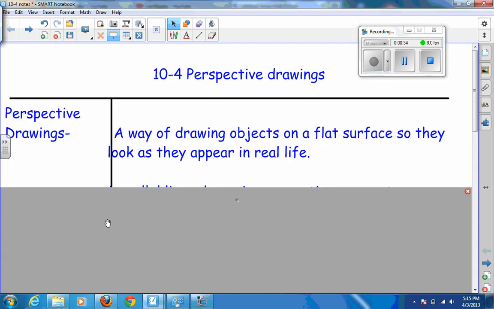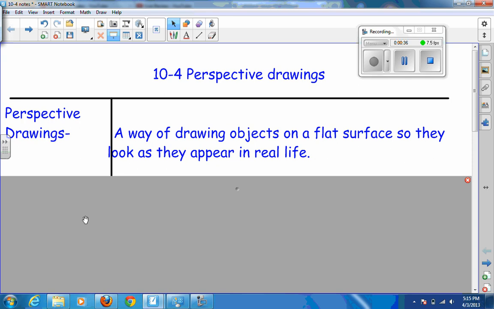First of all, what is a perspective drawing? It's a way of looking at an object on a flat surface so that they look as they appear in real life. It's just drawing from a particular perspective, from the corner, from the front, but we're making them into 3D. By the way, I haven't mentioned this, but if you need to pause this to write down what the definitions are, please do, in order to make this video shorter and your class time more productive. All right.